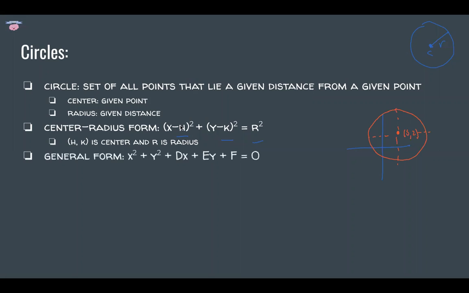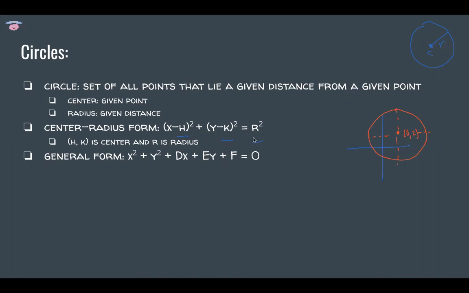There's another form called the general form, and it's x squared plus y squared plus dx plus ey plus f is equal to 0. That seems much more complicated, but it is pretty useful. The only reason it's pretty useful is because test makers love to try to fool you with this kind of form, and you can't graph it. You'll have to turn it into center radius form before you can graph it. So I'll actually turn this into center radius form for you.